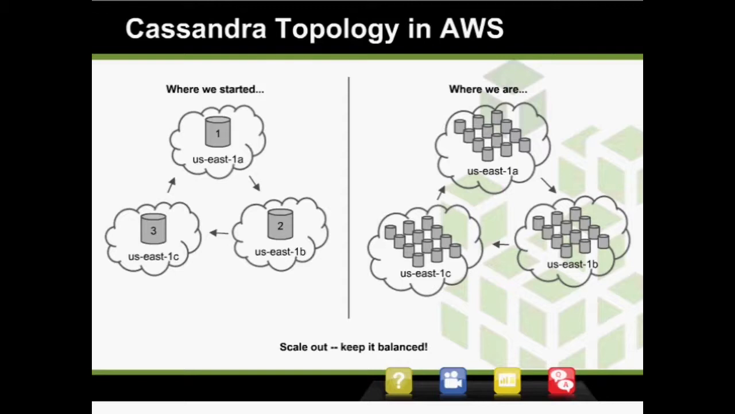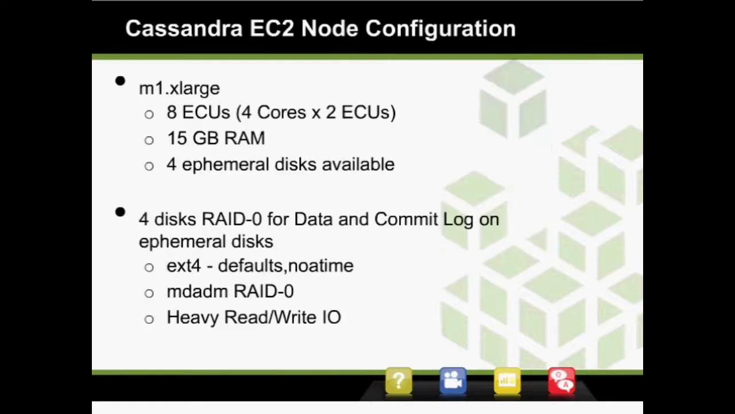So here's some specific Cassandra EC2 node configuration. Here at Stackdriver, we use an M1XL, and an M1XL has 4 cores at 2 ECUs each. They have 15 gigabytes of RAM and 4 ephemeral disks available. And actually, the most important thing to us is the 4 ephemeral disks, and I'll explain why in a bit.